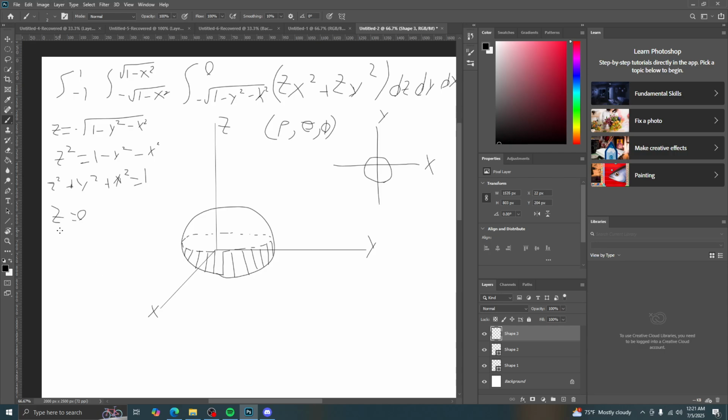We have bounded on the bottom by negative square root of 1 minus x squared, which, if you remember, is just going to be the negative half of that circle, because we can convert it into y squared equals 1 minus x squared by squaring both sides, and then we get y squared plus x squared equals 1, which is just this circle, and since it's on the bottom, it's negative. That means it's going to be the negative half of the circle.